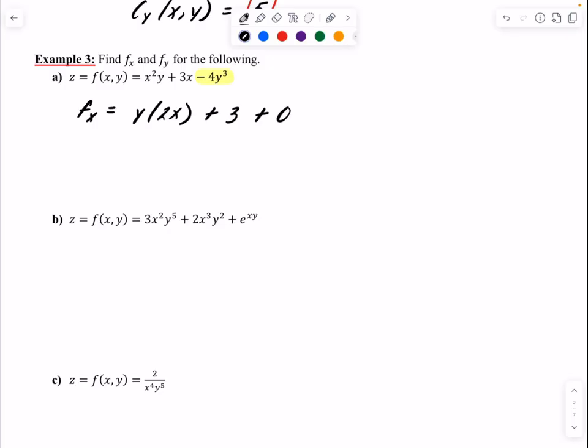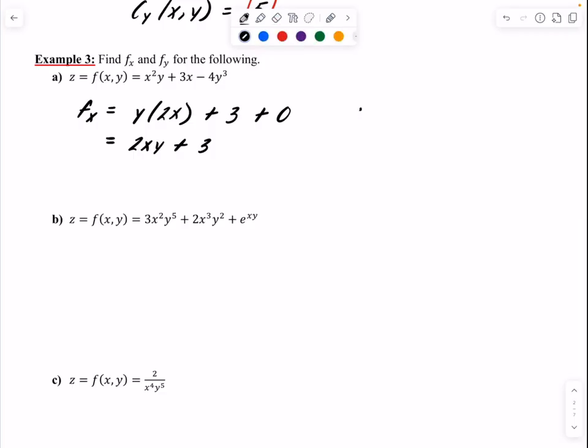Now I am going to clean this up a bit. For the purposes of this video and the activity that goes along with it, please write your letters in alphabetical order and with a number first. So this will turn into 2xy plus 3. That is the partial derivative with respect to x.